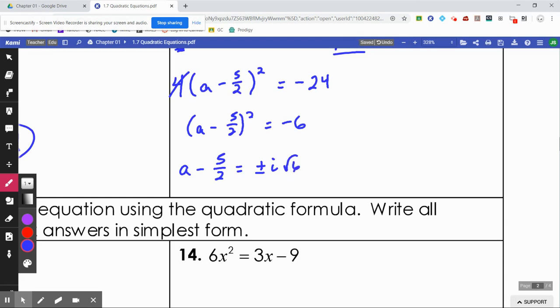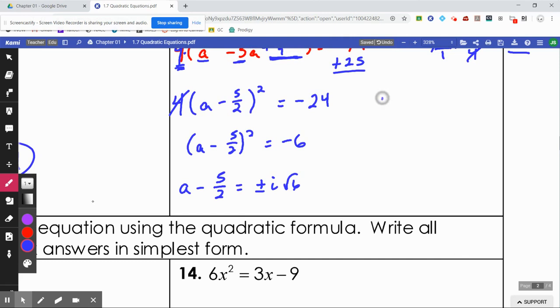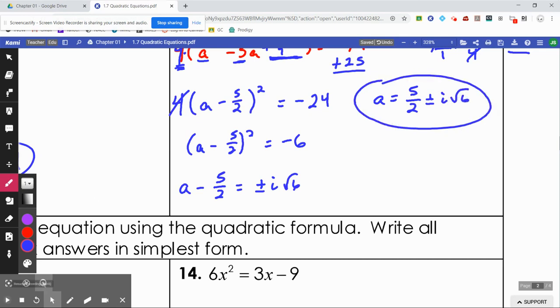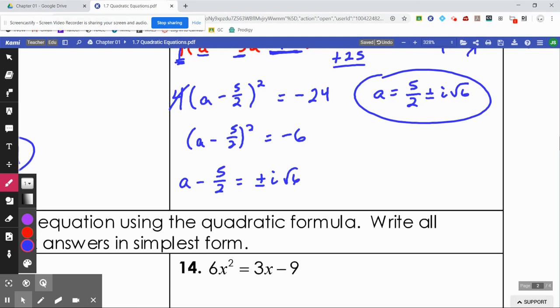Next step, we got to move the 5 halves back over. So we have a equals 5 halves plus and minus i root 6, which is one way to leave your answer. Another way to leave your answer, since we're about to do the quadratic formula, this is what your answer would look like had you used that formula.